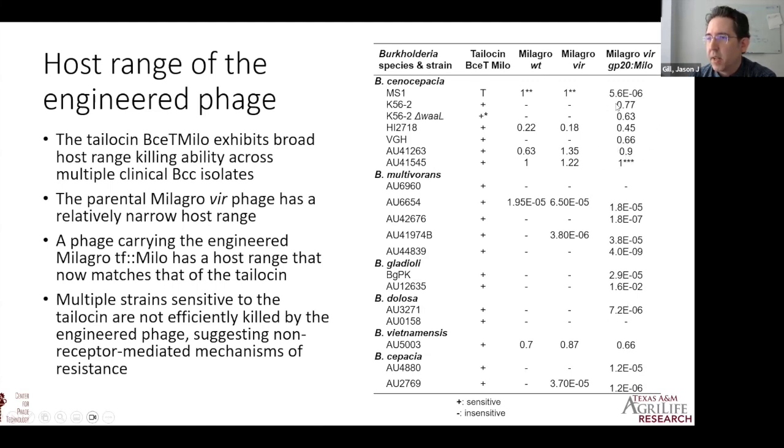And the gist of it here really is that the addition of the Milo tail fiber to this phage has really conferred the Milo host range to the Milagro phage. So now its host range really mirrors that of the Milo tail fiber. And even these ones here, which are minus, where there's no plaque formation at all, we have done experiments to show that the phage does adsorb to these strains, even though it's unable to actually productively form plaques.